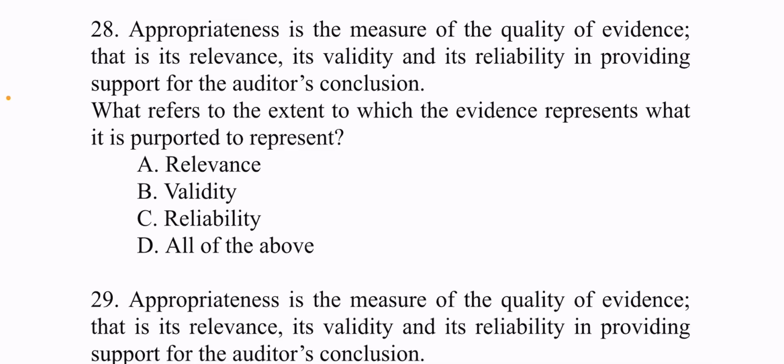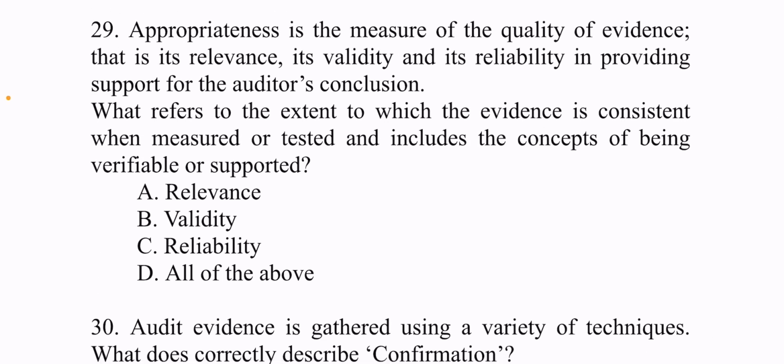Appropriateness is the measure of the quality of evidence, that is its relevance, its validity and its reliability in providing support for the auditor's conclusion. What refers to the extent to which the evidence represents what it purports to represent. Answer B. Validity.